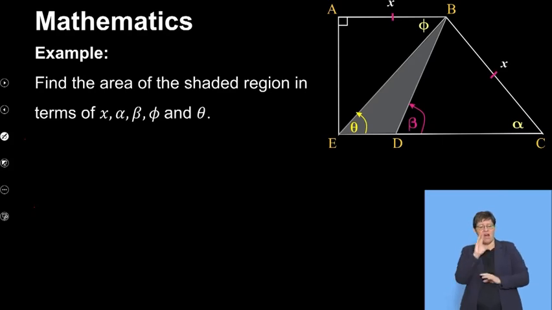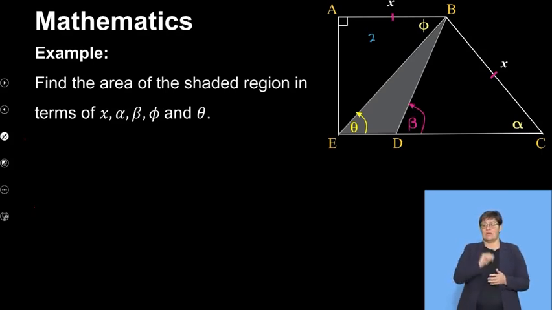Okay, in this example, they've asked us to find the area of the shaded region in terms of x, alpha, beta, phi, and theta. So we first have to look at the diagram and examine all three triangles and see which one has what kind of information that we can use. Our first triangle is triangle ABE, and triangle ABE is a right angle triangle, and we have 2 bits of information, which means it's solvable.